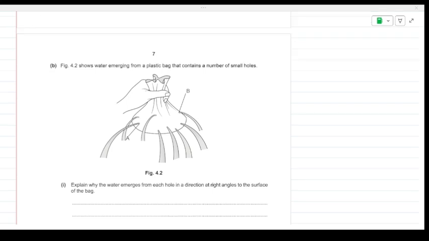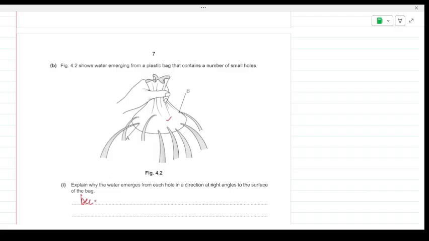Okay, moving on to question number 4, part B. Part B says that figure 4.2 shows water emerging from a plastic bag that contains a number of small holes, as shown in the figure. Explain why the water emerges from each hole in a direction at a right angle to the surface of the bag. Because the force applied by the water on the surface is perpendicular, the water emerges from each hole in a direction at a right angle to the surface.